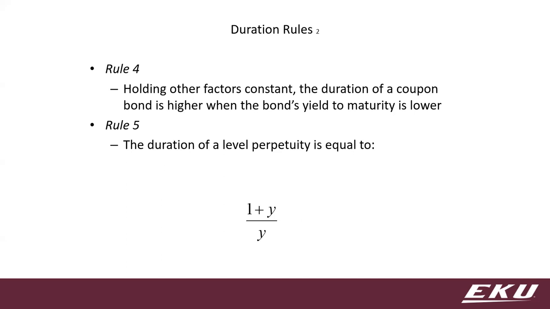Okay, so that just tells you that this relationship with duration, the duration of a level perpetuity, would just be equal to this relationship here. Sort of like when we had a perpetuity and it was C divided by R, right? This is 1 plus Y divided by Y. And that would be our duration.